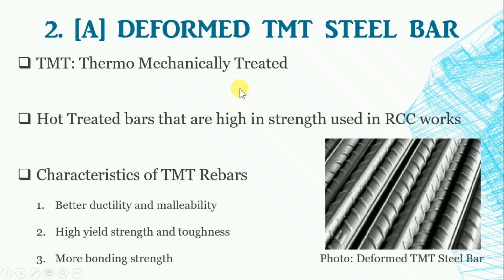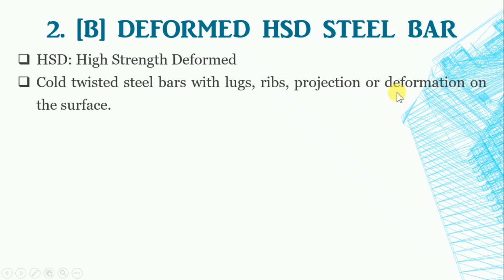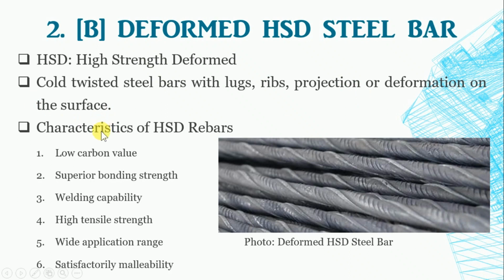Another type of deformed steel rebar is deformed HST steel bar. The high strength deformed bars are cold twisted steel bars with lugs, ribs, and projections or deformations on the surface. It is extensively used for reinforcement purposes in construction. These bars are produced in sizes and sections from 4 mm to 50 mm in diameter. In addition to this, this type of bar has low carbon value, superior bonding strength, welding capability, high tensile strength, wide application range, and satisfactory malleability. These are some of the characteristics of deformed HST steel bar.